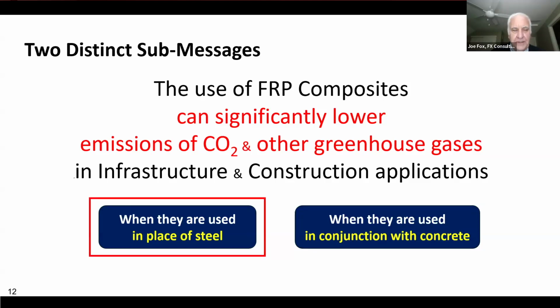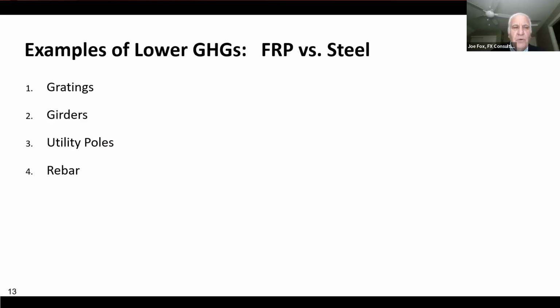We'll start with steel. I'm going to give you 4 different examples of where FRP has been used in place of steel and results in lower greenhouse gas emissions. I'm going to talk about gratings, girders, utility poles, and rebar.